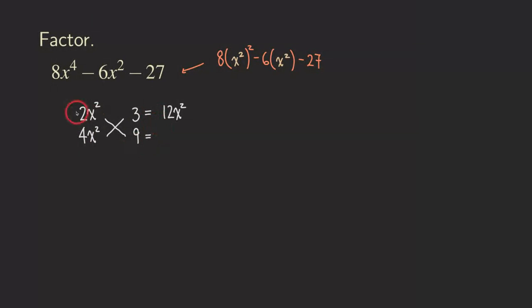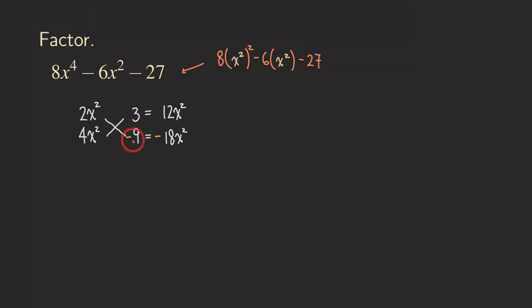And then 2 times 9, we get 18 with the x squared, so 18x squared. Can we get the negative 6x squared? There was the x squared right here, so we do have the x squared. Yes, we can. How do we get the negative 6? We want the minus sign to go with the 18 because we want a negative number here. So the minus sign goes with the larger number, the 18, so we put the minus sign here and the minus sign here.